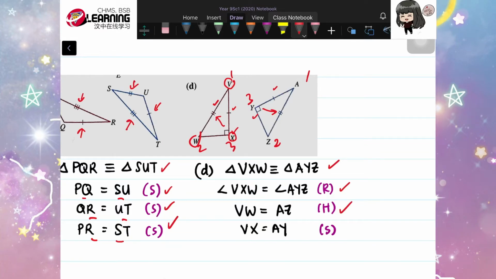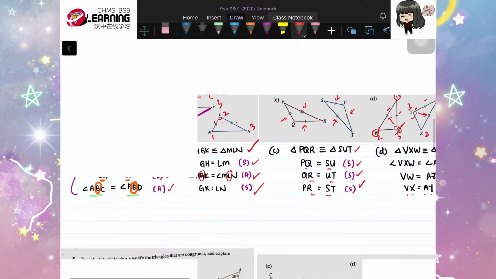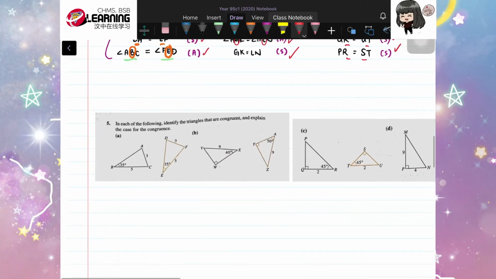Okay, so right angle and the hypotenuse, and then side. Okay, order must be the same. Okay, VX equals to AY. VX is 13. My AY is also 13. According to the same. Okay. So that's for question number 4.